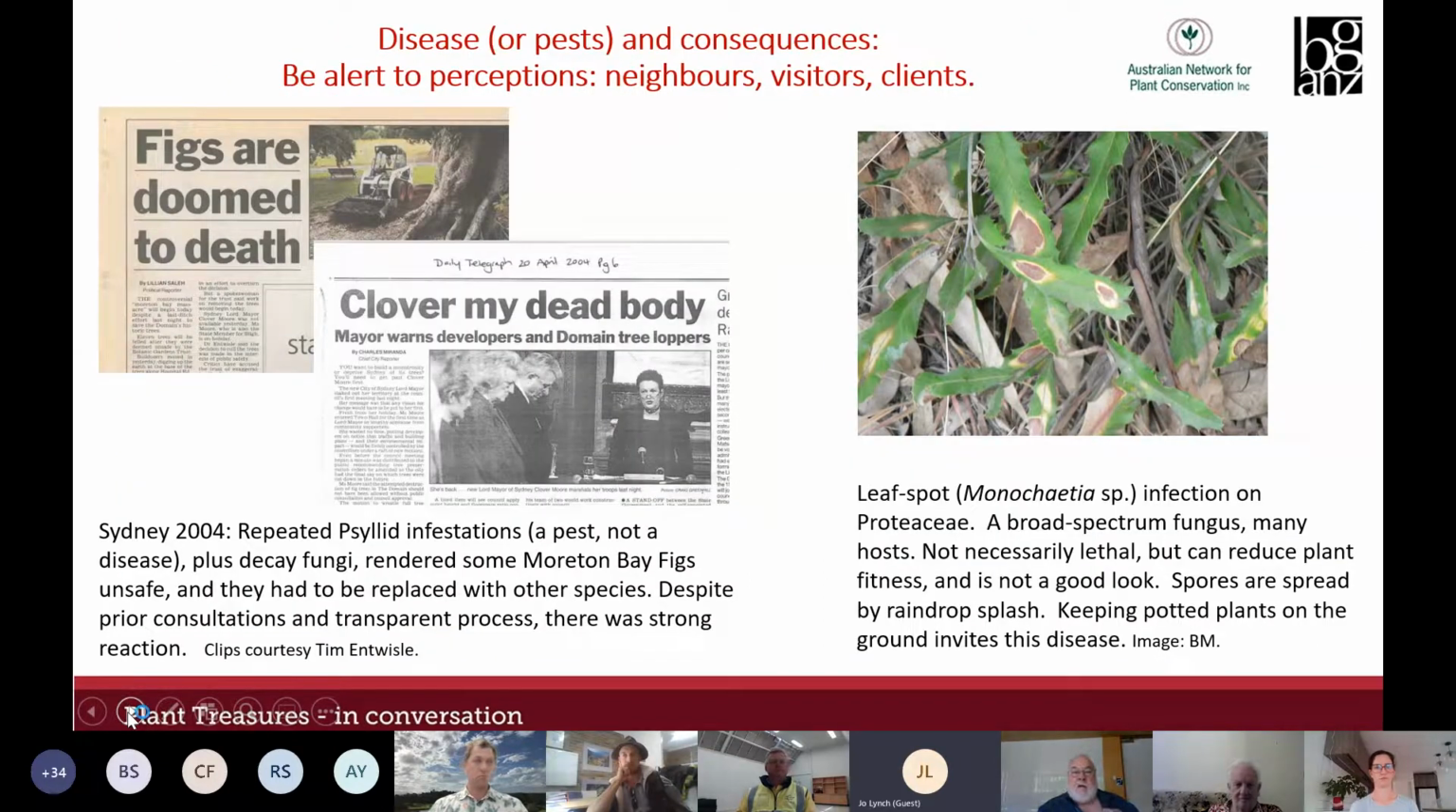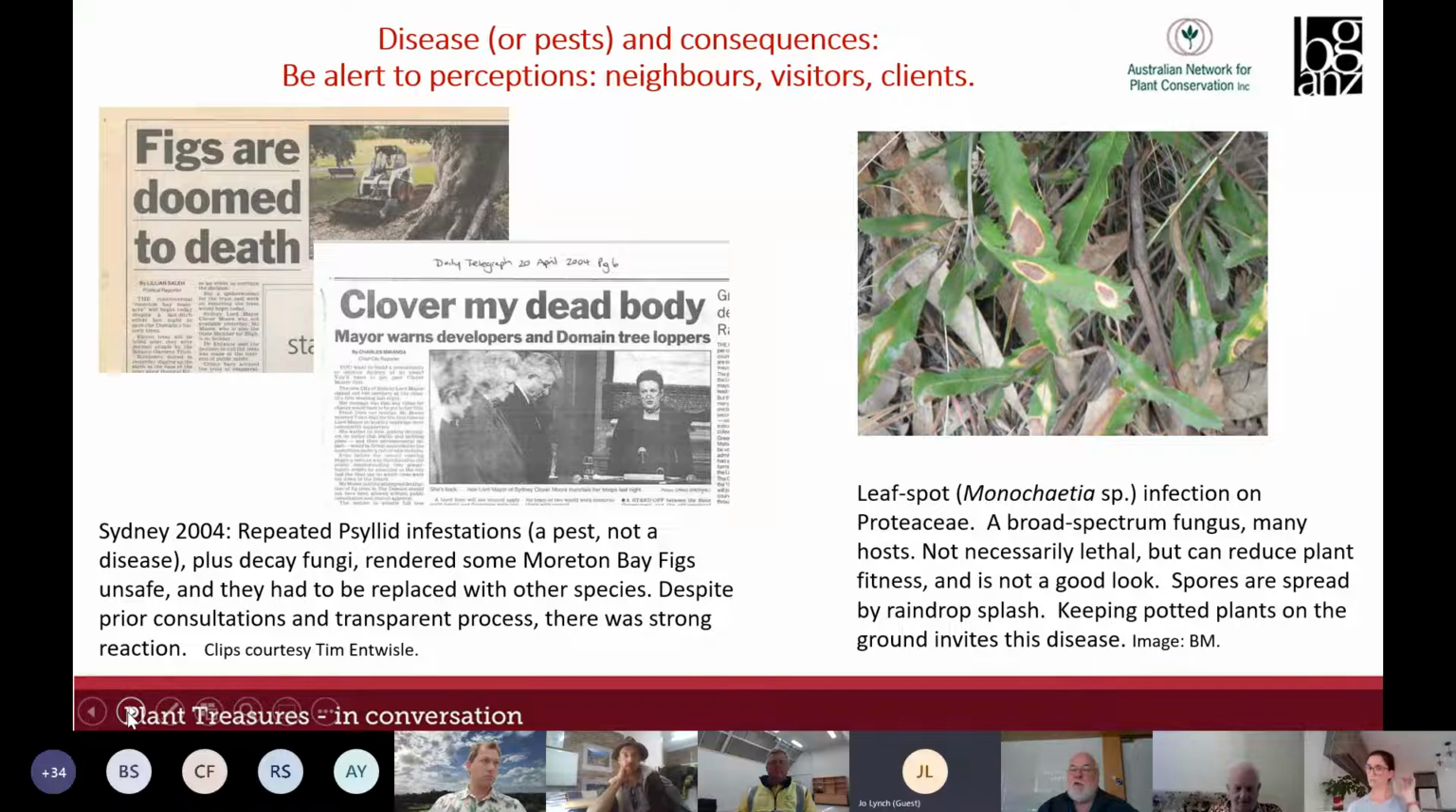A couple of other factors. Publicity around disease and pest questions can be problematic. The case at the left of the screen there was actually a pest, not a disease as such, back in the early 2000s in Sydney Domain, where a number of fig trees were getting hit by bad psyllid infestations year after year and were becoming unsafe.